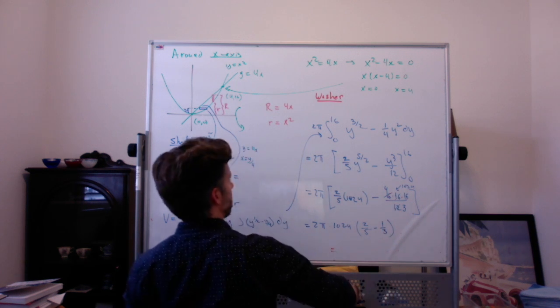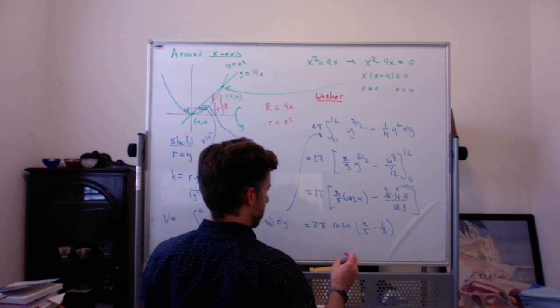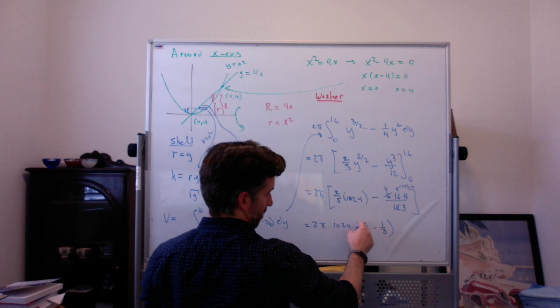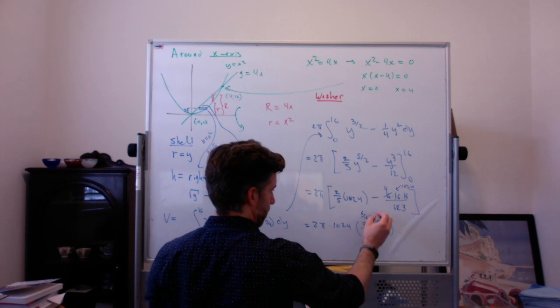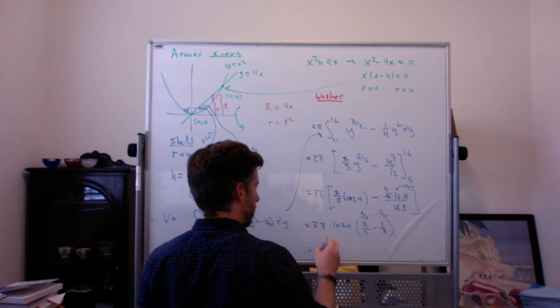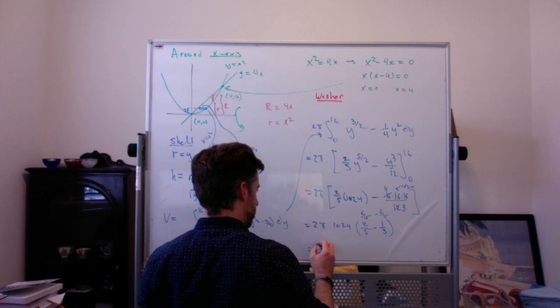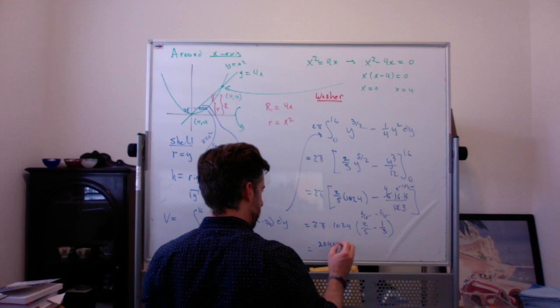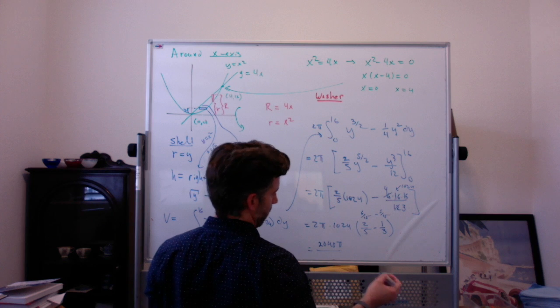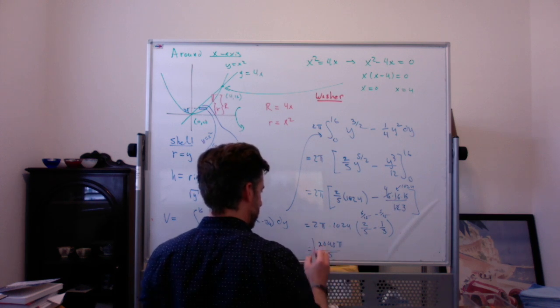I'm a little bit worried it's going to come out different. Let's see what we got. So 2/5 minus 1/3 is, multiplying by 3 and 5, 6/15 minus 5/15, which is 1/15. So we're good because 2 times 1,024 is 2,048 pi over 15. Same as the other side.